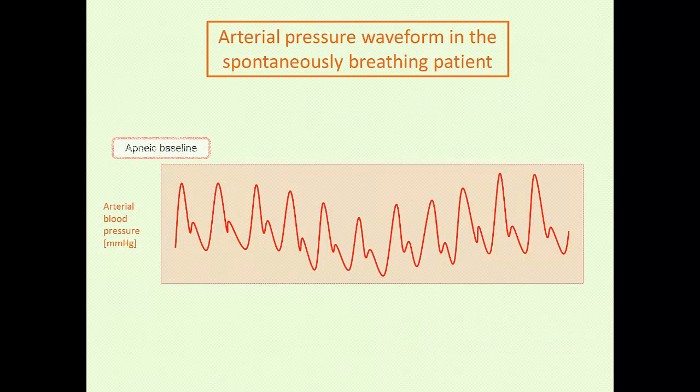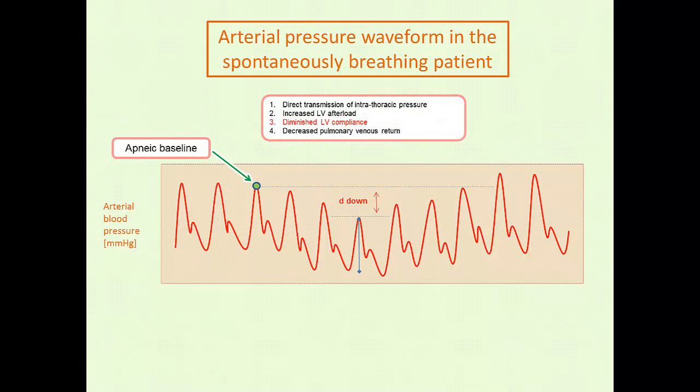So again, here's the waveform in the spontaneously breathing patient. This is the apneic baseline. This is your D down. So what are the mechanisms of the D down in patients who are spontaneously breathing, and how could this degrade the specificity in a spontaneously breathing patient? Well, like we talked about in the previous section, during inspiration, there's a drop in your intrathoracic pressure, so there may be a direct transmission of that, so that could be part of the physiology of the D down during spontaneous inspiration.